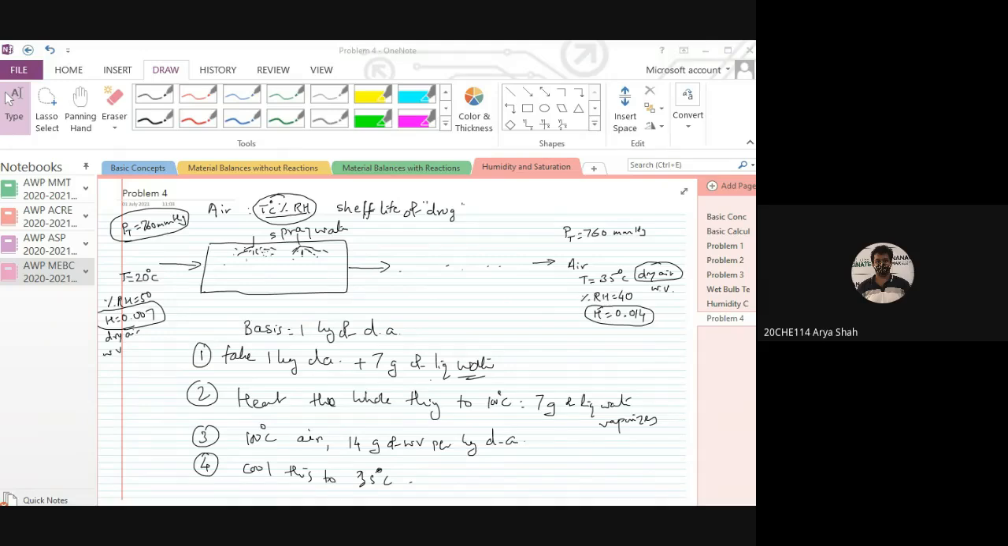Another method would be combustion. I combust what? Some methane. Okay, methane I combust and get what? Carbon dioxide and water vapor. Yes, sir. But by this you are reducing oxygen also. So to some extent you are reducing the dry air percentage.